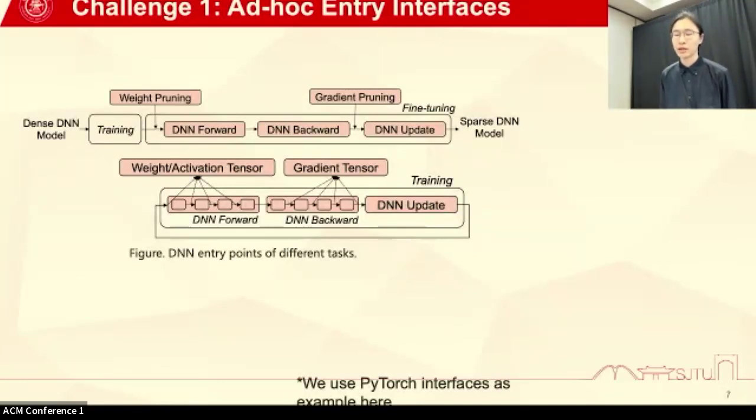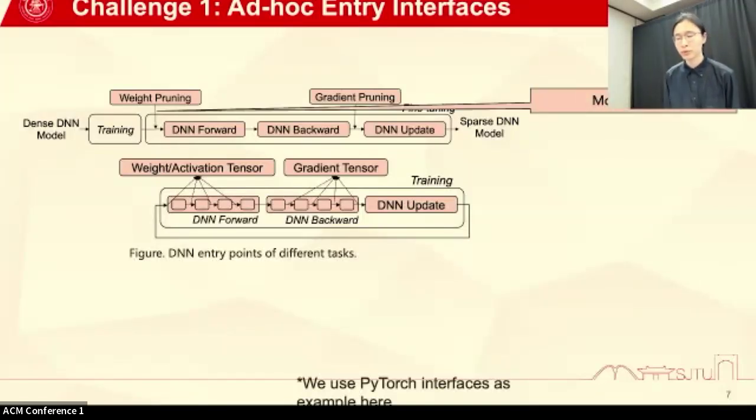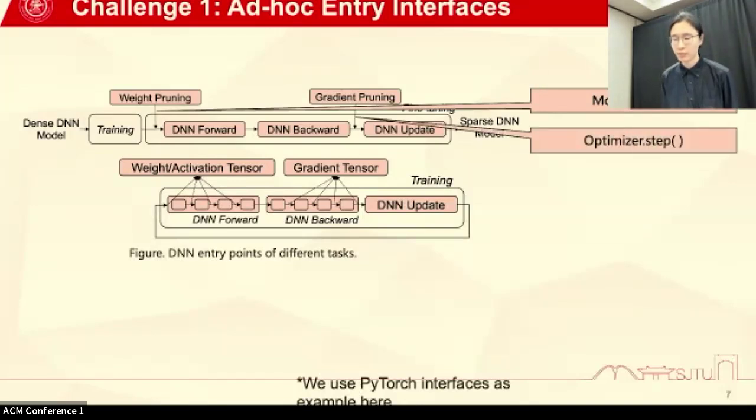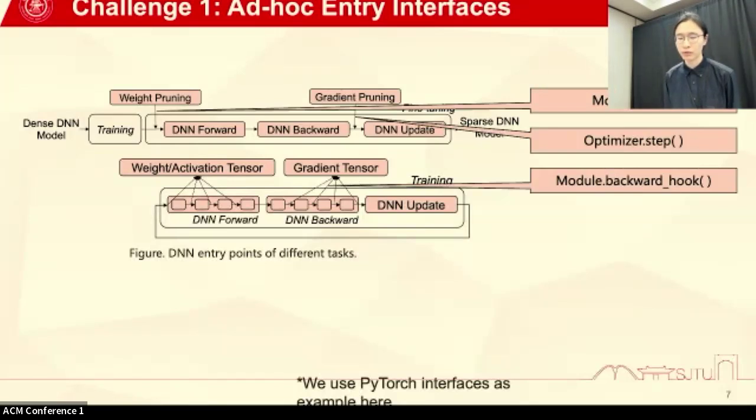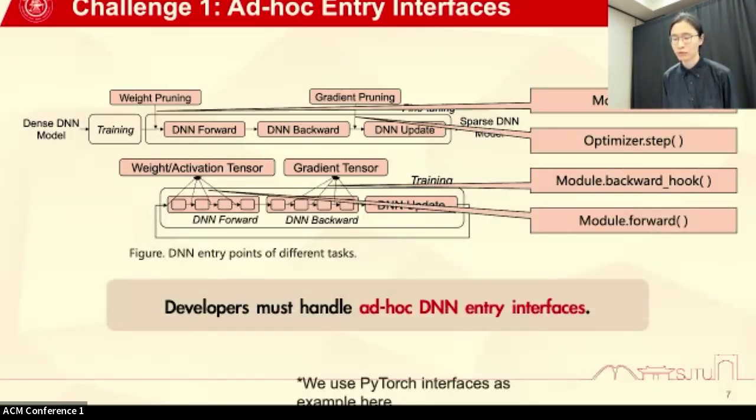The first one is that the user has to deal with ad hoc entry interfaces. We use the PyTorch interface here as an example. For example, in the two algorithms introduced previously, for the weight pruning, the user may use the model.weight interface to access static weights. They may use optimizer.step for the gradient pruning. And for gathering information, they may use module.backward hook and module.forward hook. So the developer must handle a lot of different ad hoc entry points.